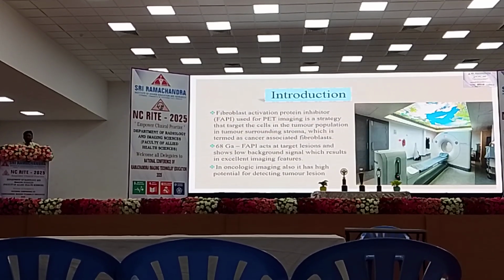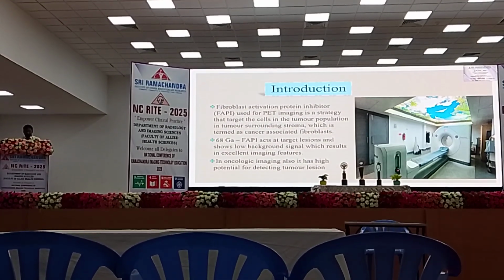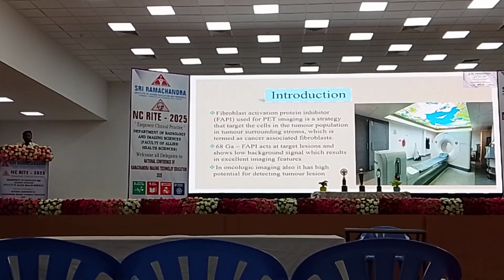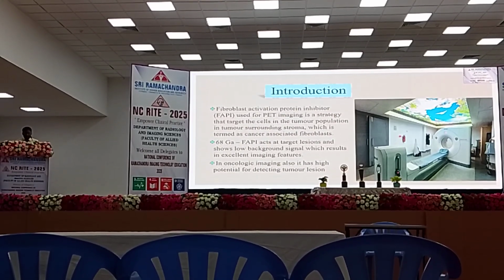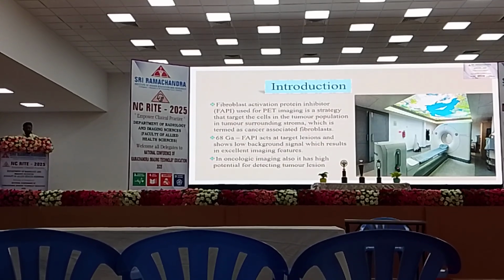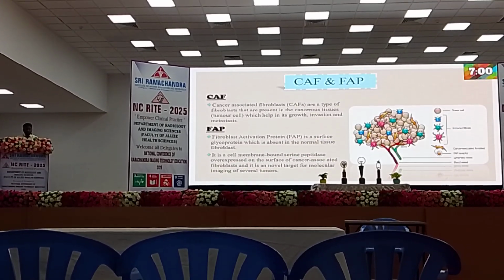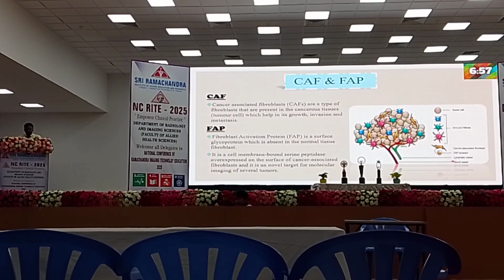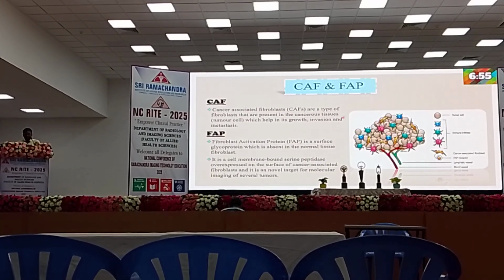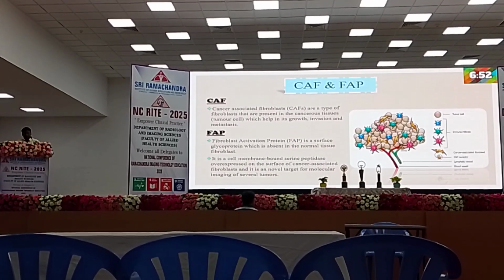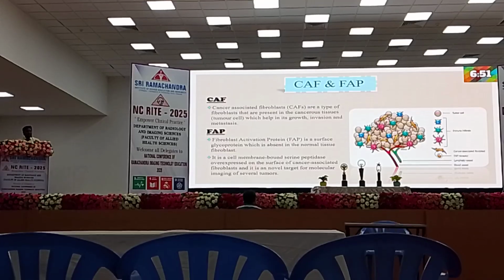Here we use the gallium based FAPI. This acts as a lesion target and shows low background signal, which gives excellent imaging features. It is especially used in oncologic imaging. Furthermore, we have to know about the cancer associated fibroblast. Here we can see the cancer associated fibroblast, which is present in the cancerous tissue. It helps tumor cells in their growth, invasion and metastasis.